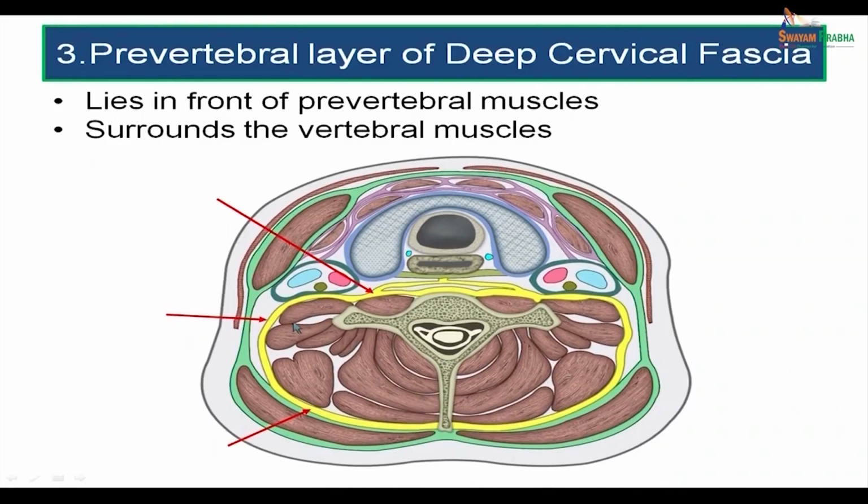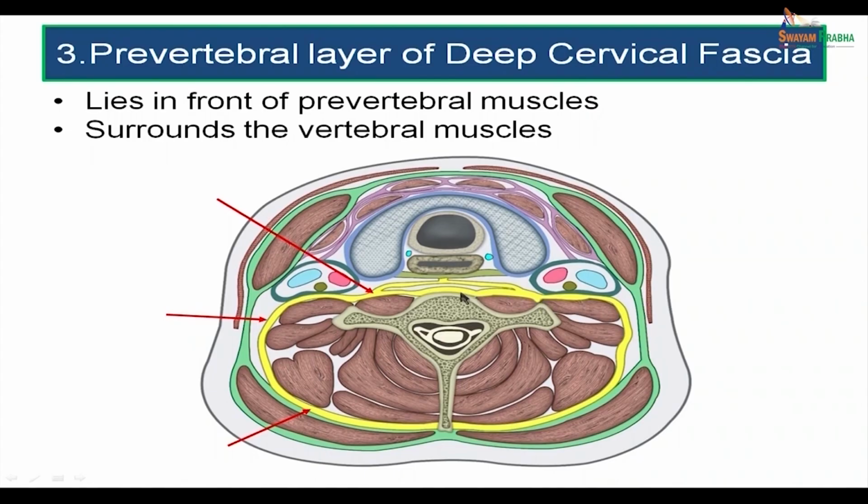This is the cervical vertebra. In front of the cervical vertebra here, these are the prevertebral muscles, and passing anterior to the prevertebral muscles, we can see this yellow line. This is the prevertebral layer of cervical fascia, and also we can see posterior to the vertebrae, these are the muscles around and behind the vertebrae. This fascia also encloses all these muscles.